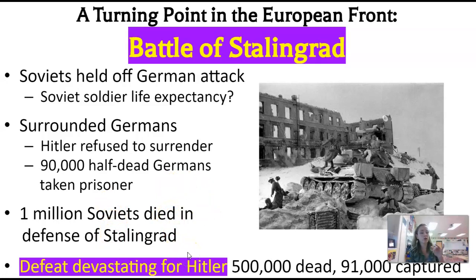So if you were writing in your notes, right, why was this a turning point in the European front? It's the first time that you see Hitler lose a major offensive. He gets pushed back, and it's a devastating blow for him.